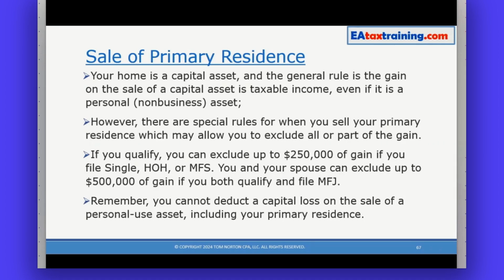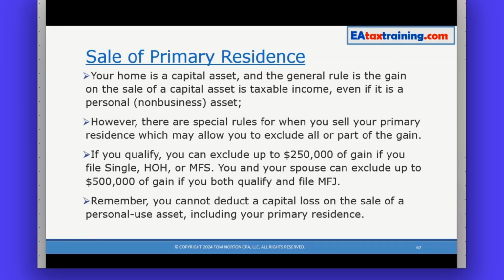But when it comes to your primary residence, there are special rules that may allow you to exclude all or part of the gain. So the general rule is this: if you qualify, which we'll talk about, you can exclude up to $250,000 of gain if you're single, head of household, or married filing separately, and you and your spouse can exclude up to $500,000 of gain if you are married filing jointly.